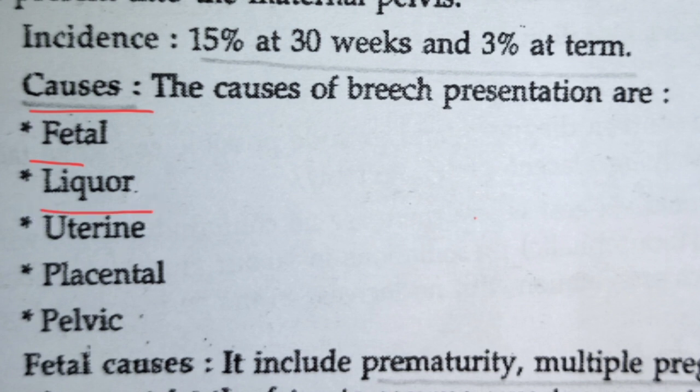Liquor is nothing but amniotic fluid, either polyhydramnios or oligohydramnios. Any such condition can lead to breech presentation. And then uterine causes: if there is any defect in the uterus or any kind of tumor found in the uterus, then that can lead to breech presentation. Placenta previa is the best example that leads to breech presentation.